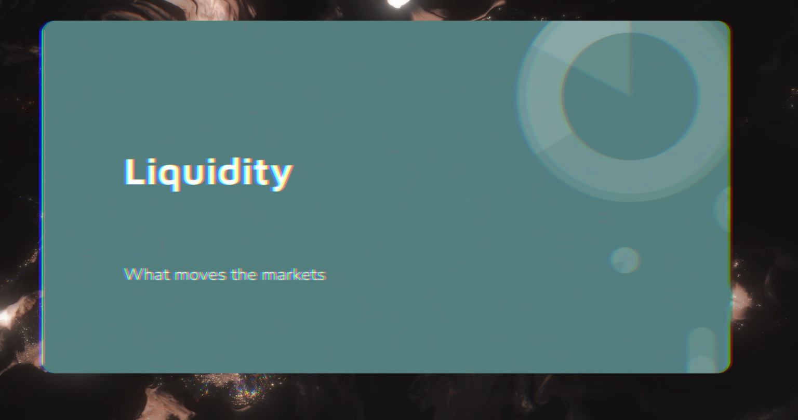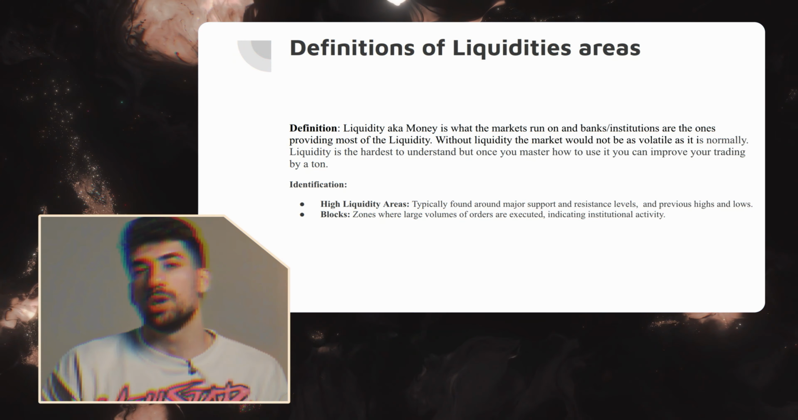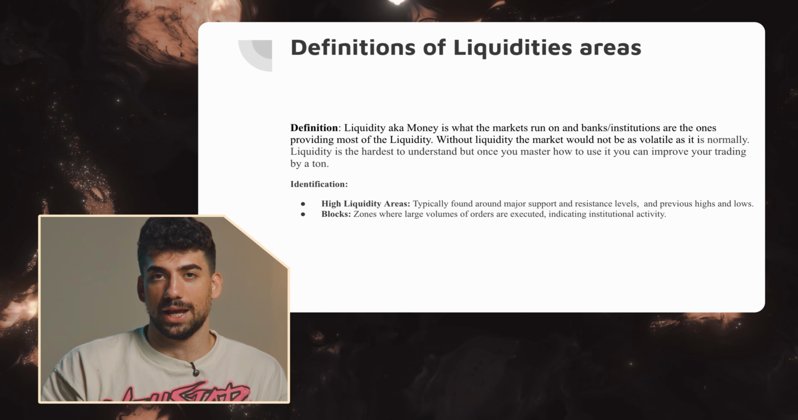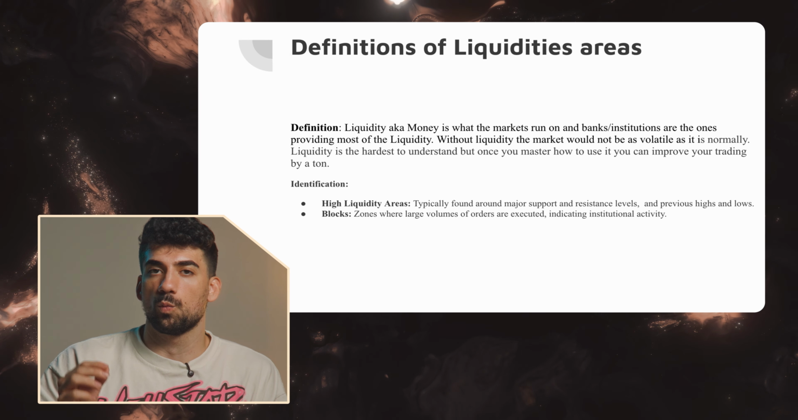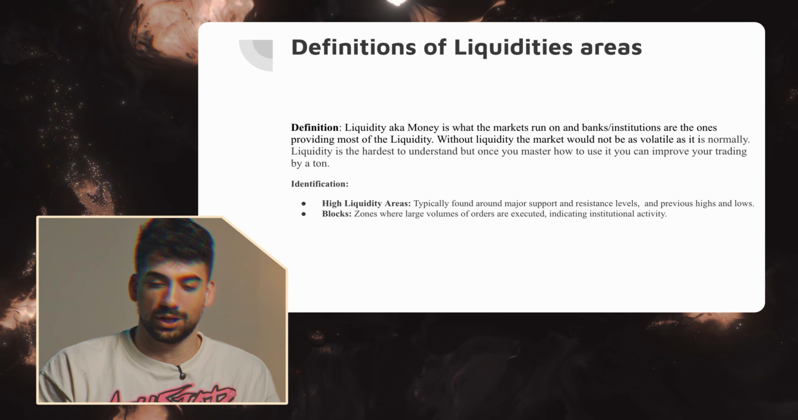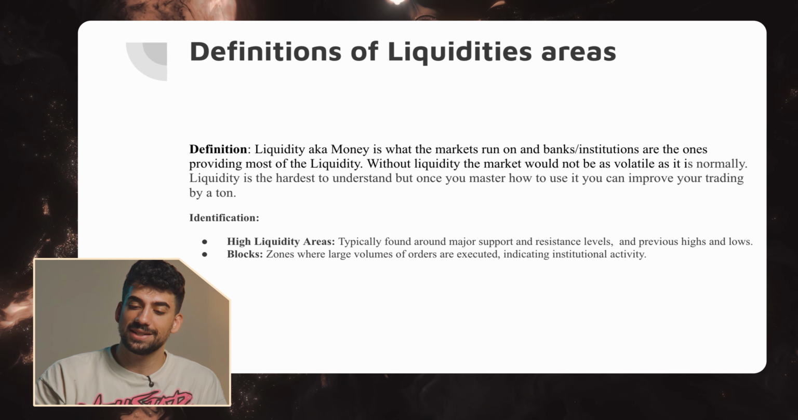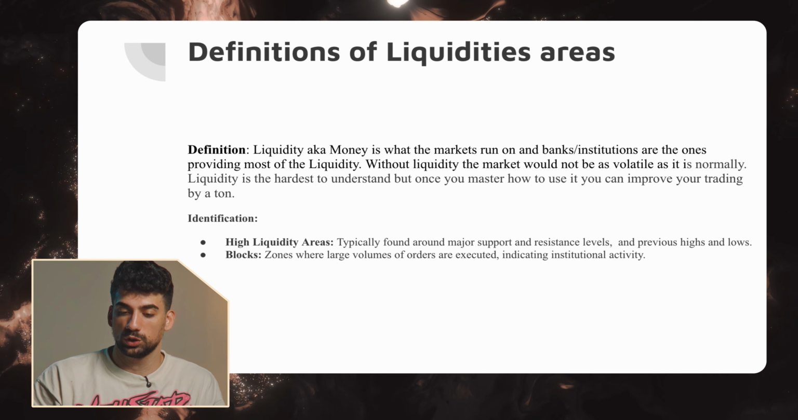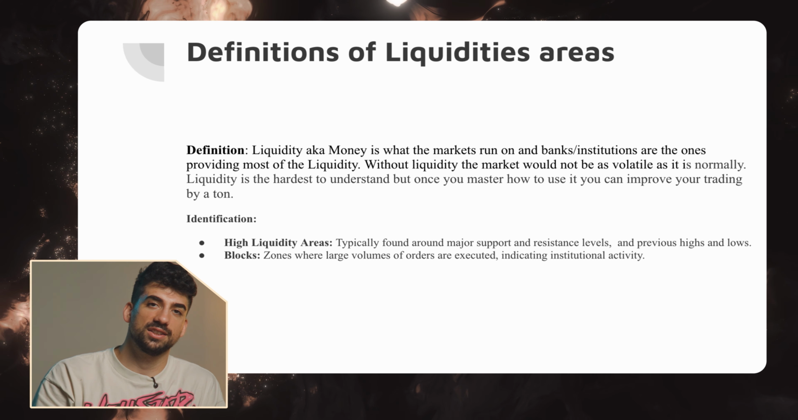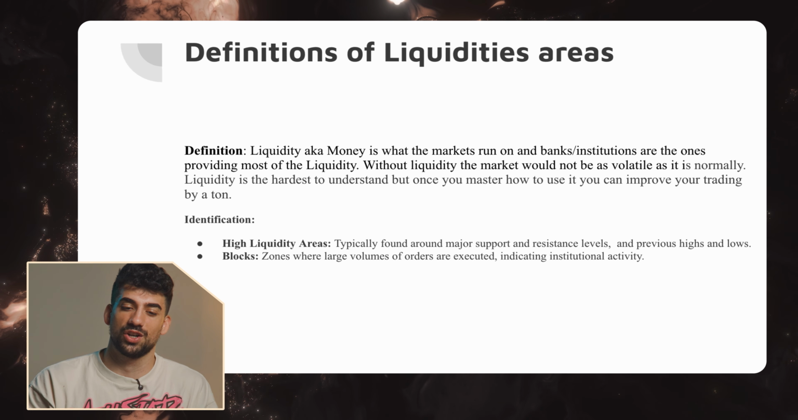Now let's talk about liquidity, what moves the markets. Definition of liquidity areas. What is liquidity? It's simply money. Imagine money exchange from one end to another that is giving life or blood flow through the markets. This is what the markets run on, and most of it is caused by banks or institutions providing most of the liquidity. They're the big whales in the markets, moving the waves up and down, and we're just a small fish trying to follow along.